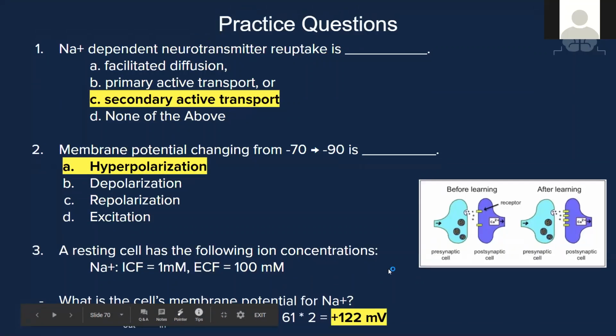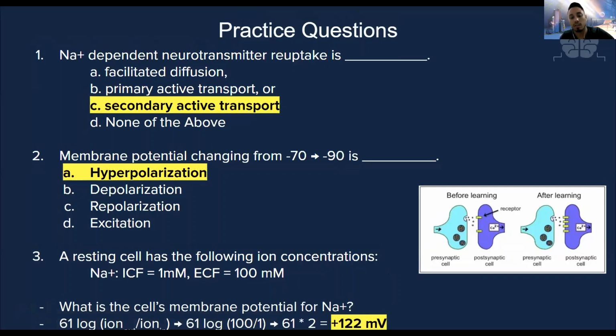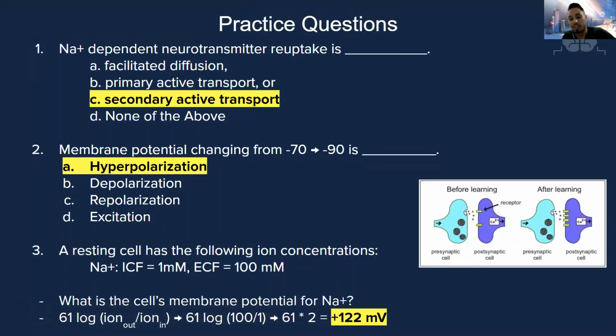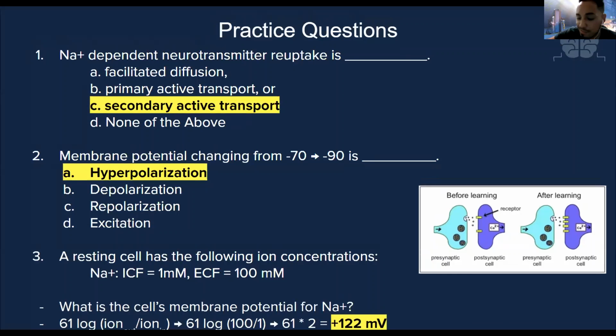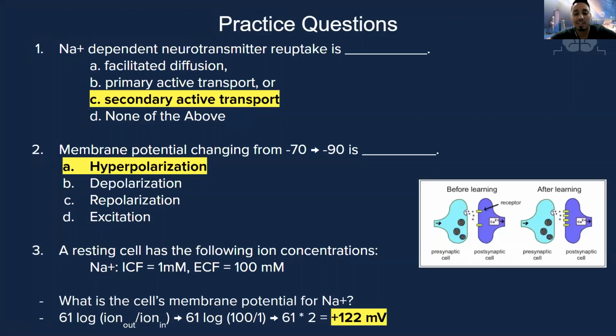Cool. That's the kind of question they would ask. It's not anything you need a calculator for. You can figure it out if you pay attention to the general structure of the equation. We just need to know 61 times log of ion out over ion in, and then it's going to be something simple like this. Okay, that's what they hit me with and I was like, what? I didn't memorize this. But it wasn't about memorizing the equation per se. It's about understanding the equation.